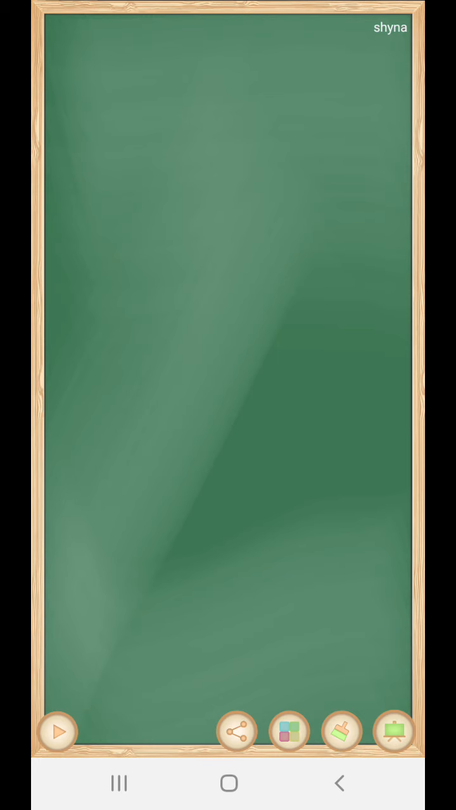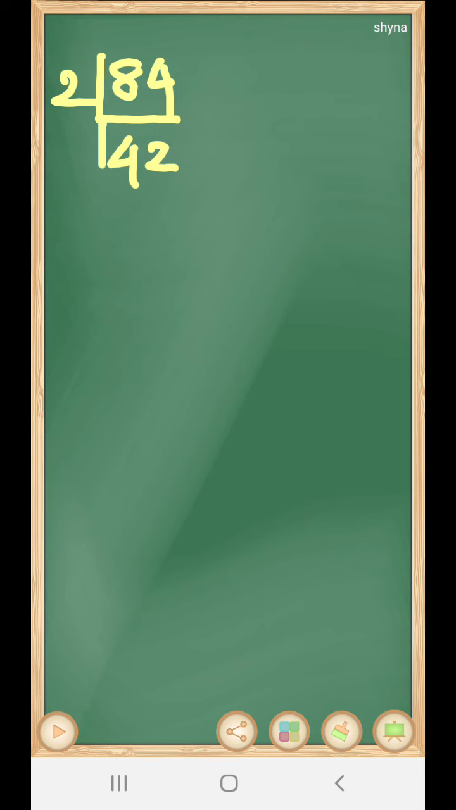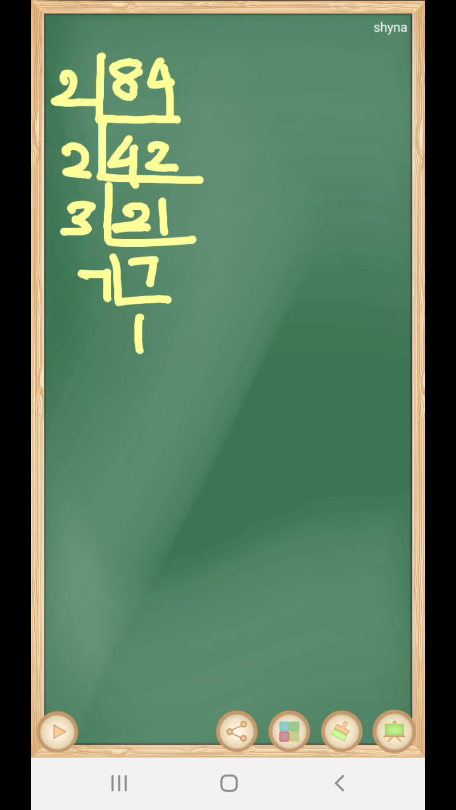We can start with one example. A number, 84. Do the prime factorization. 84 divisible by 2, 42 divisible by 2, 21 divisible by 3, 7 divisible by 7, 1. So 84 equals 2 into 2 into 3 into 7.